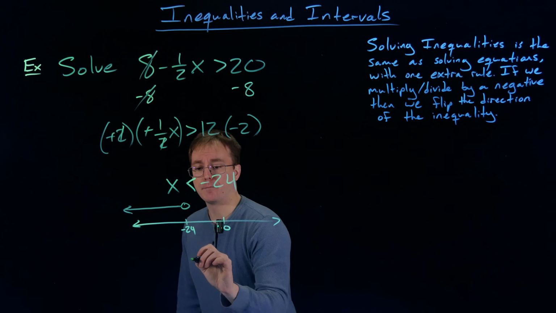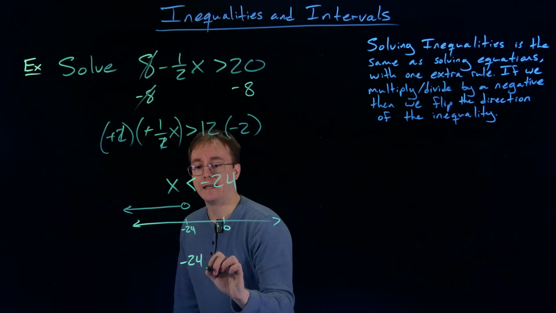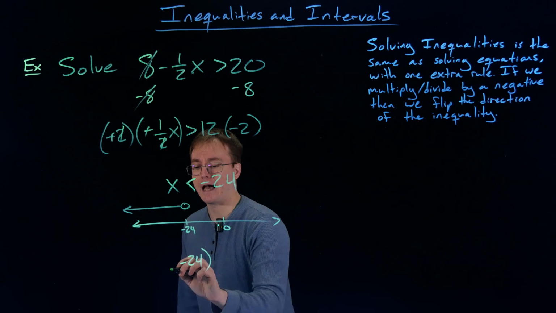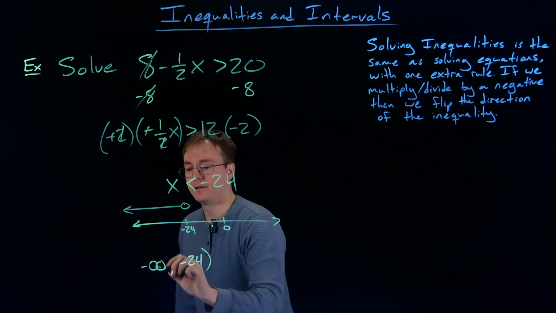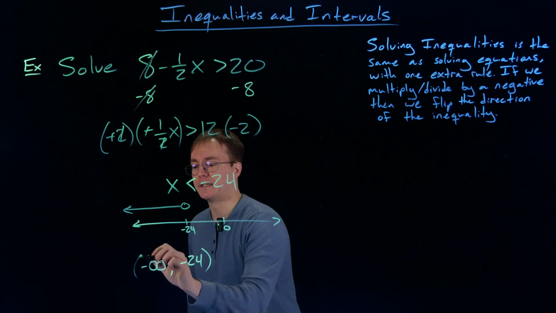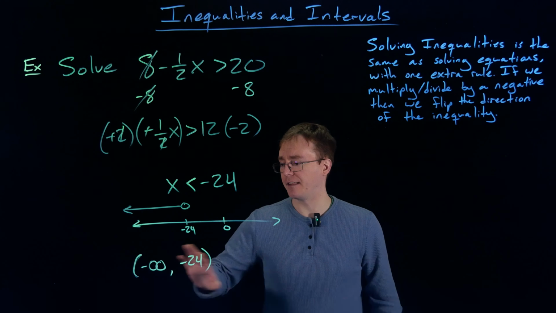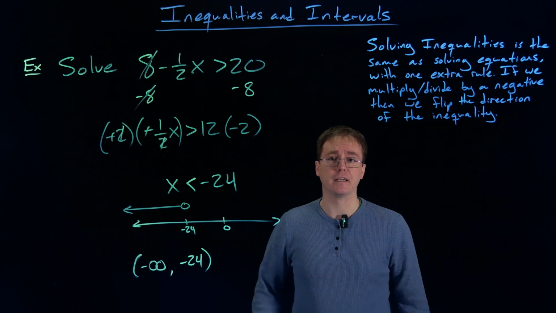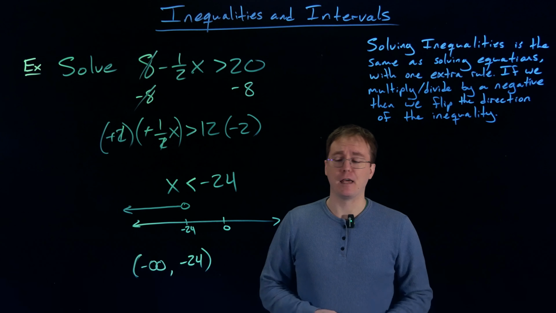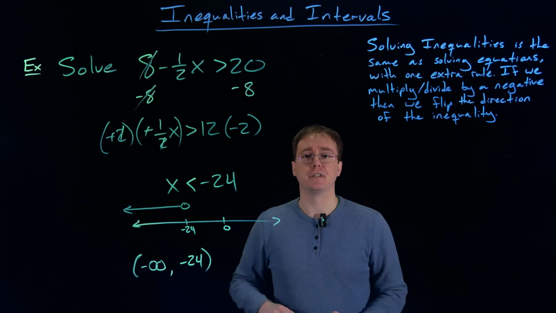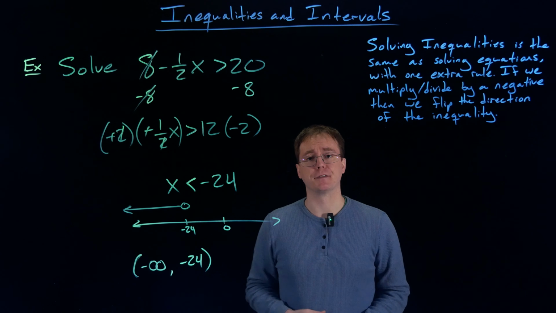And so the right endpoint of our interval is going to be negative 24. We can't include that. And our left endpoint, technically we don't really have one. We can go as far to the left as we want without bound. And so we're going to say that the left endpoint is negative infinity. And remember, we never include an infinite endpoint, so we always use those parentheses around the negative or positive infinity endpoints.